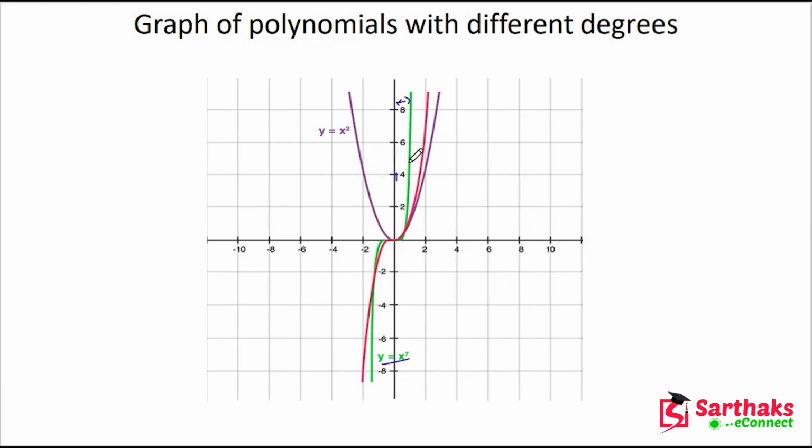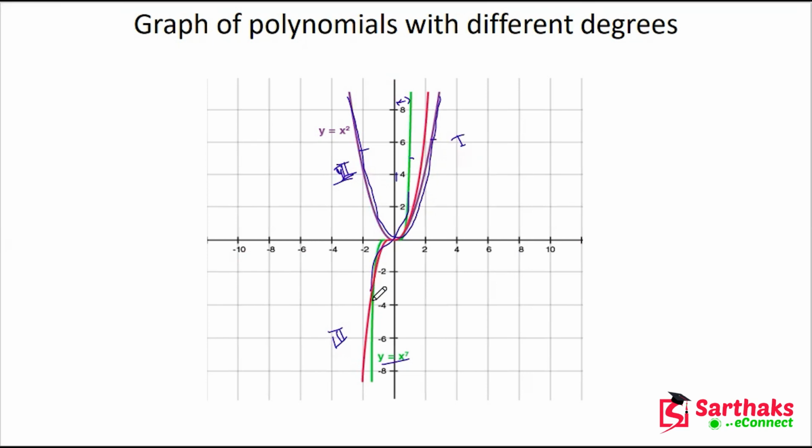Okay, and if n is odd, it lies in the first and third quadrants. If n is even, then it lies in the second and first quadrants, like this. So this is our graph of y equals x square, and y equals x raised to power 7. We have a graph like this in the first and third quadrants. Okay, so I hope you get this point.